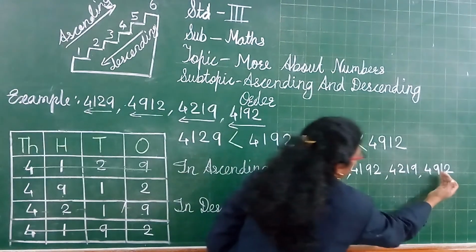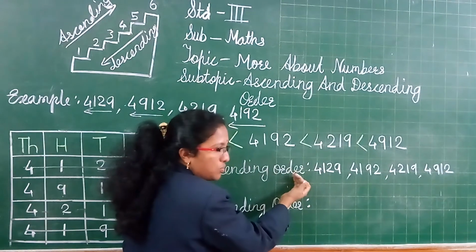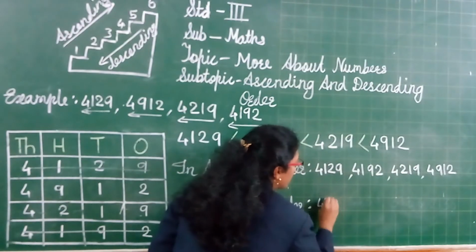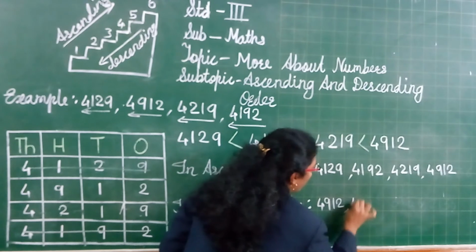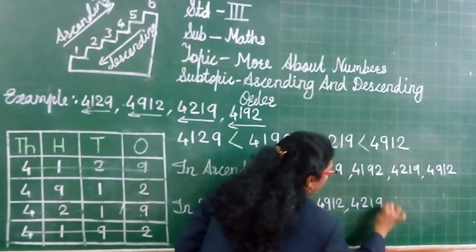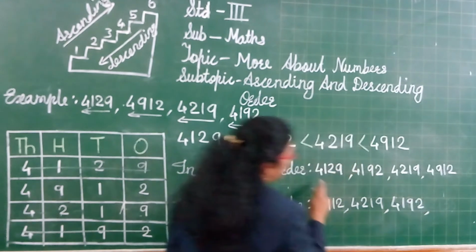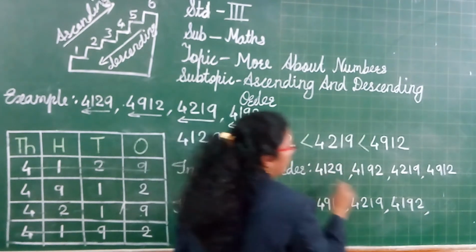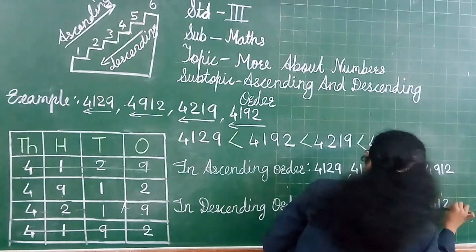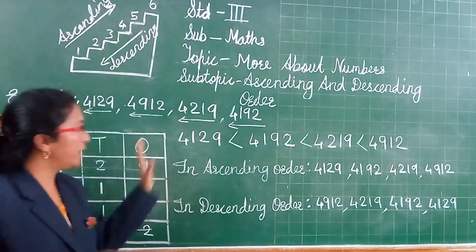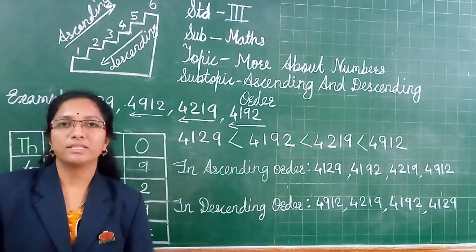Descending means largest to the smallest. Which one is the largest number? 4,912, 4,219, then 4,192, then the last one is 4,129. All of you understood, students, how to arrange the numbers in ascending and descending orders?